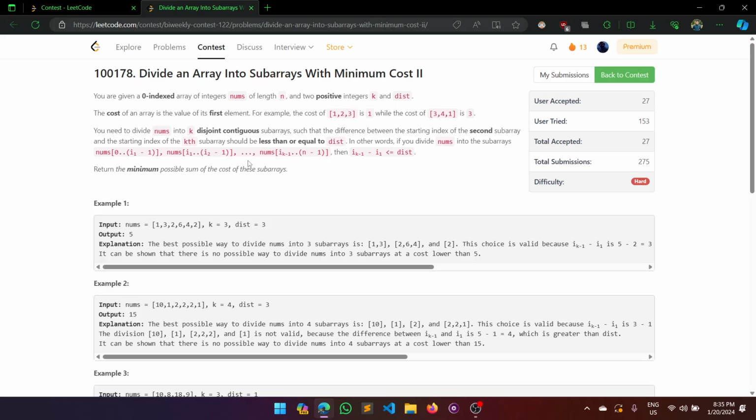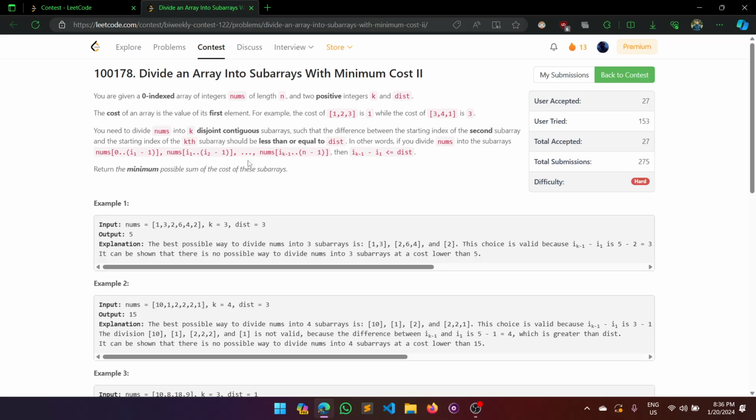Okay, it's the same problem. Evaluate its first element. Okay, disjoint contiguous subarrays. Oh, now they have fixed the number of subarrays. That time it was 3, but here it's k. Is that the difference? Additional constraint: the difference between the starting index of the second subarray and the starting index of the kth subarray should be less than or equal to dist.